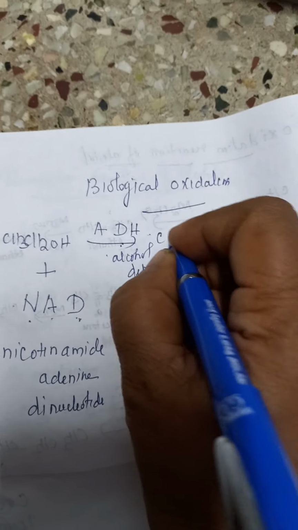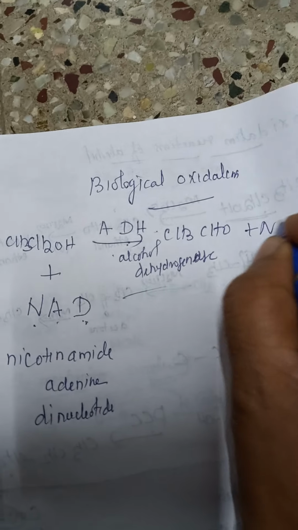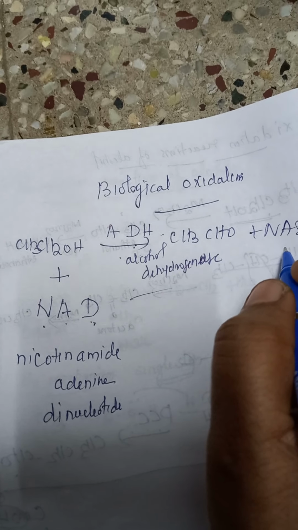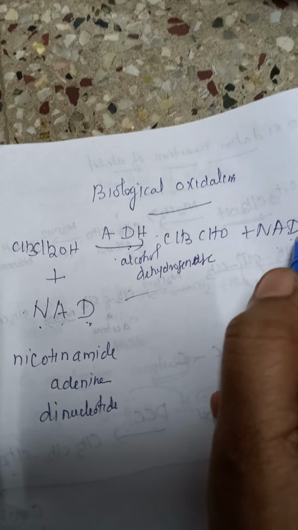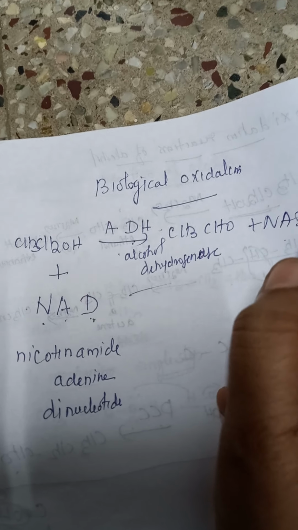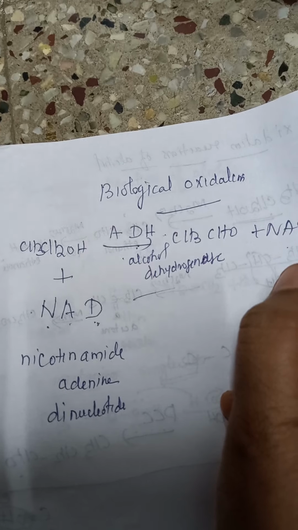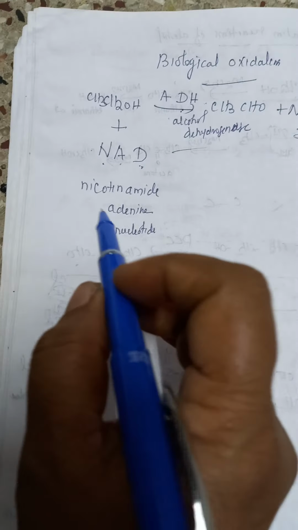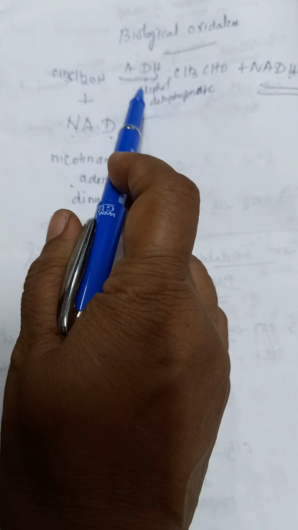So what happens? Here we are getting an aldehyde from ethanol, plus NADH, nicotinamide adenine dinucleotide hydrogen, as one hydrogen is removed. This is used as an oxidizing agent, and this is used as a catalyst which speeds up the reaction. This is one of the oxidations.